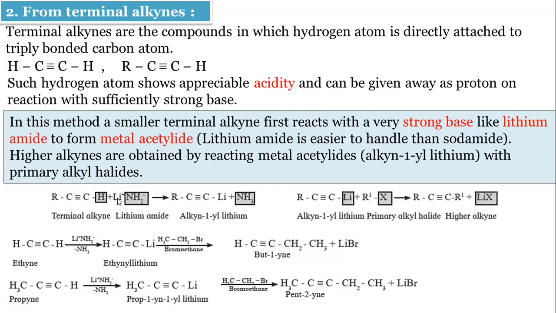In this reaction, the hydrogen will be removed by this NH2 group, and we get NH3. The first product we get is called a metal acetylide. The name of the compound is metal acetylide.